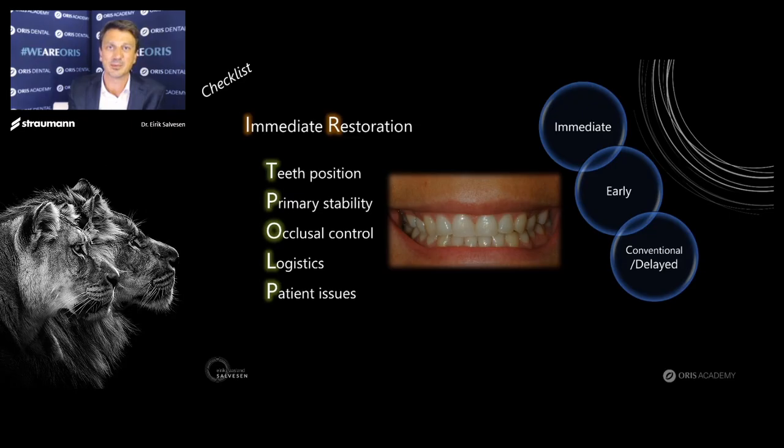Is it a posterior molar? Might not be that important to the patient to restore that one immediately. Are you able to obtain primary stability of the implants? Do you have occlusal control so that you can avoid any kind of loading on the implant? How about logistics? Is it planned in time, in components, in everything you need to do these restorations?